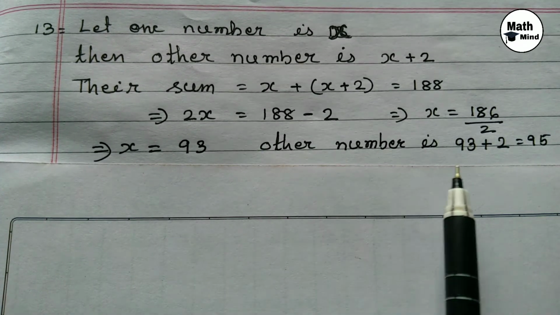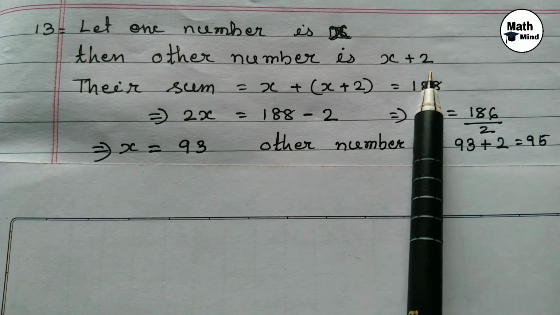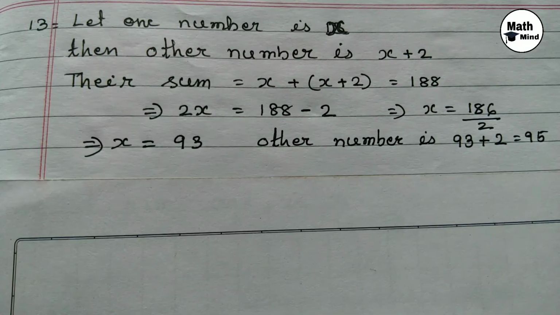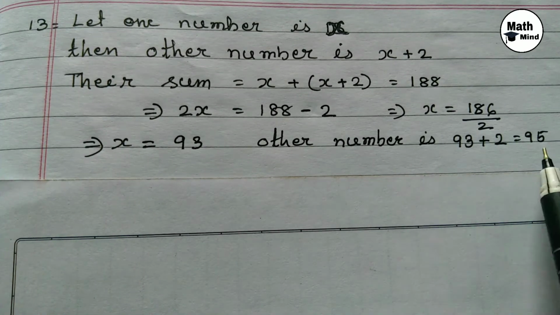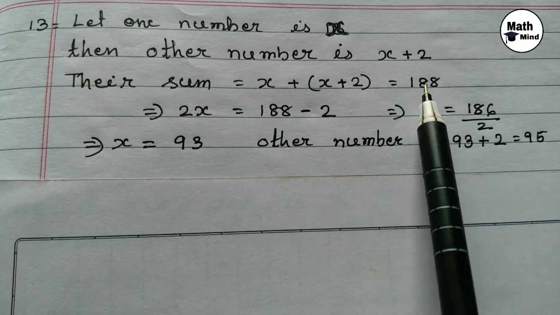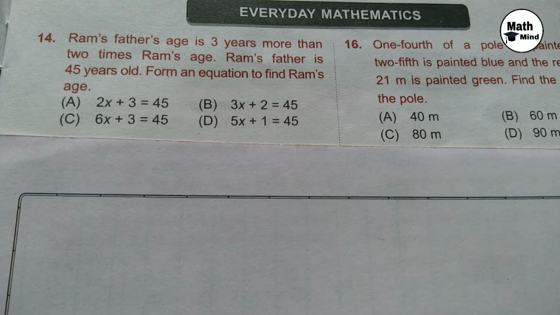Other number is x plus 2. It means 93 plus 2 equal to 95. Clearly both are odd numbers and consecutive. Also, sum of both is 188.